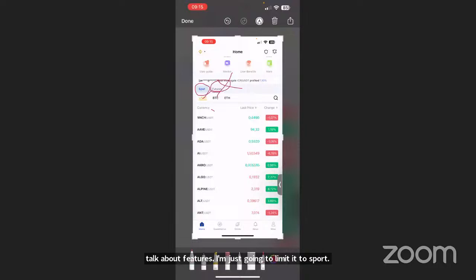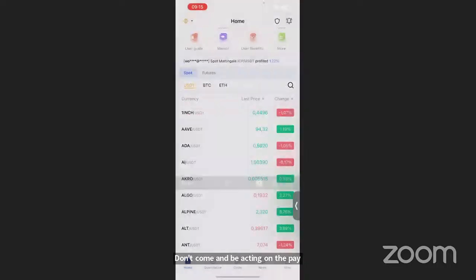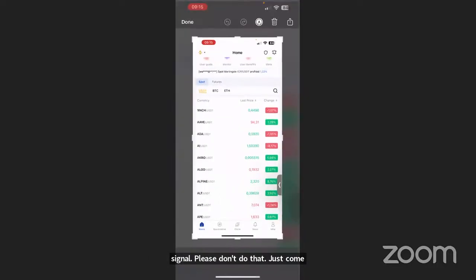Under the spot, you can see the currency, the last price, and the change. If you tap on the arrow close to the last price, the top arrow will give you the coins that have the least price. When you tap on the down arrow, it gives you the coins that have the highest price, and BTC will be the number one. The same applies to change. If there are no signals, or all the signals Leader Julius or other leaders have given have been delivered, don't come and be asking on the page, signal, signal, signal. Please don't do that. Just come here and tap on the change button.